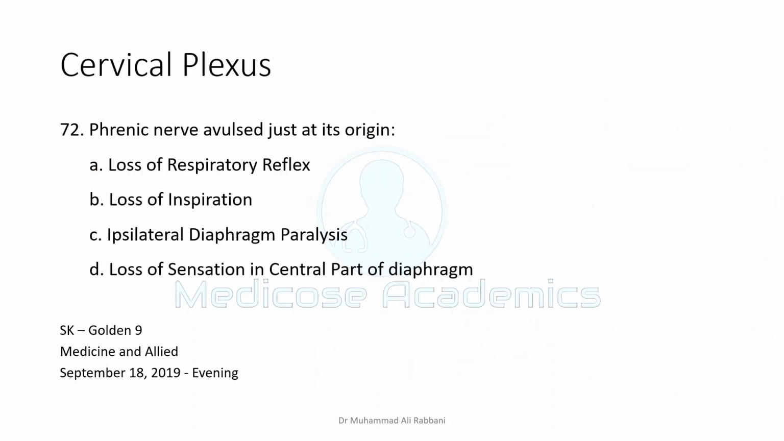Phrenic nerve avulsed right at the origin. Phrenic nerve, whenever it will be affected, there will be loss of diaphragm function. So there will be ipsilateral diaphragm paralysis just at the origin. And loss of sensation in the central part. This is not completely correct because the central part of the opposite side will be a functional sensory component. So loss of inspiration, it's not completely correct because one half of diaphragm will be at least working. So ipsilateral diaphragm paralysis. Ipsilateral paralysis.